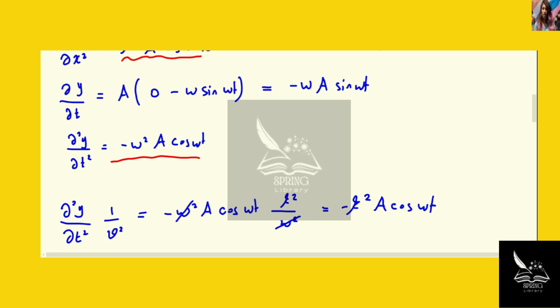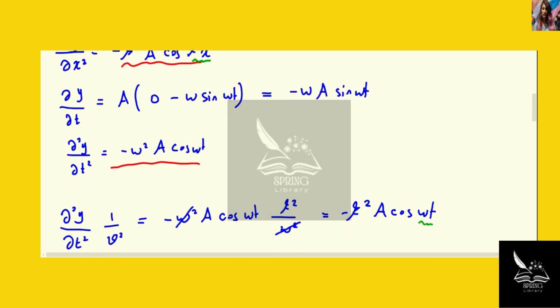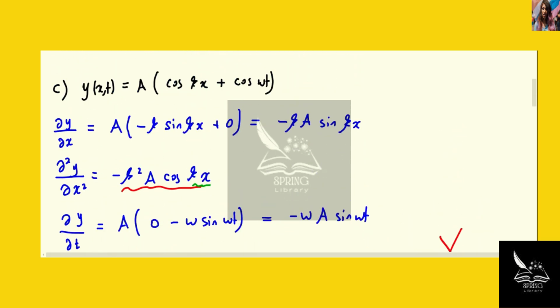Now, at first look, this function might look like it satisfies the wave equation, but notice here the argument of the cosine function is omega t. However, in the second spatial derivative, it's kx. So this doesn't equal the second spatial derivative of the wave function, and therefore this function doesn't satisfy the wave equation. So it's not a wave.